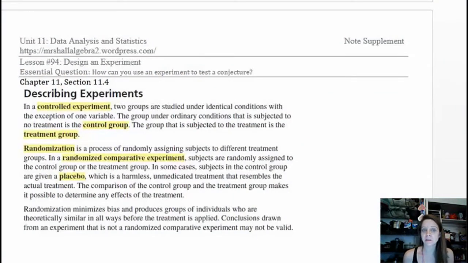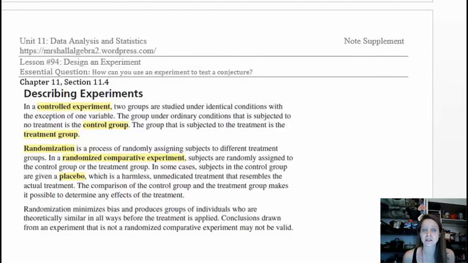In a controlled experiment, two groups are studied under identical conditions with the exception of one variable. The group under ordinary conditions that is subjected to no treatment is the control group. The group that is subjected to the treatment is the treatment group. Randomization is a process of randomly assigning subjects to different treatment groups. In a randomized comparative experiment, subjects are randomly assigned to the control group or the treatment group.